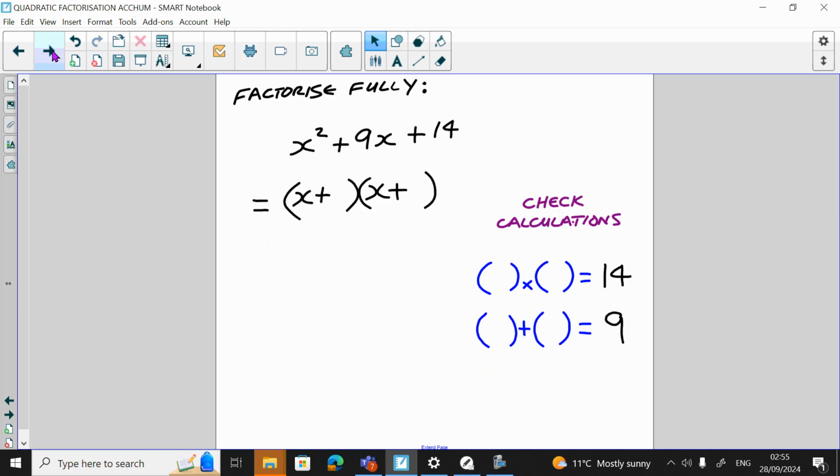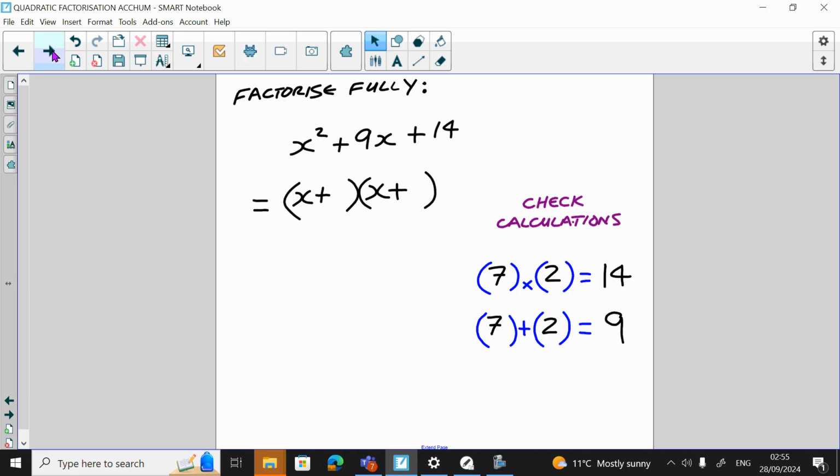Right, okay. So two numbers that multiply to give you 14 and add up to give you 9. I'm sure you've thought about it long and hard. What are they for you? 7 and 2, 2 and 7? I think so. There you go.